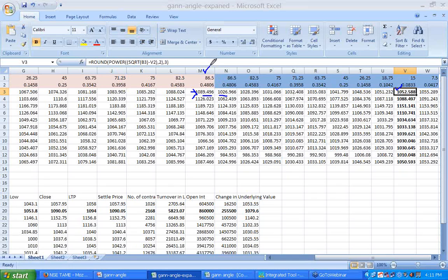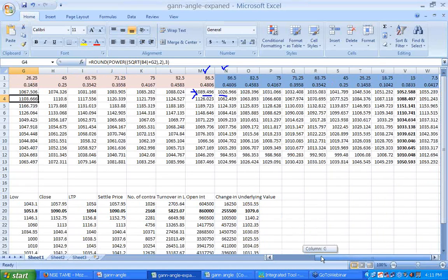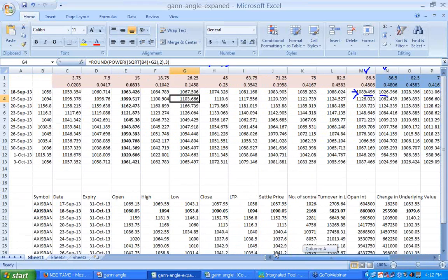So this column M and N focuses on the range for the day. Maximum 1089, minimum 1026. Trend breakout should give above 1063 or 1053. So this is what has happened.